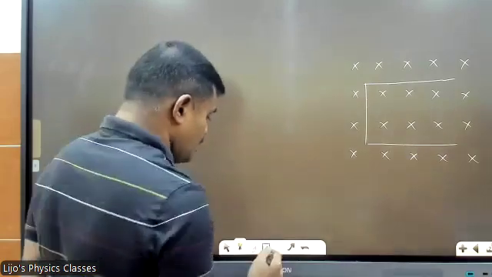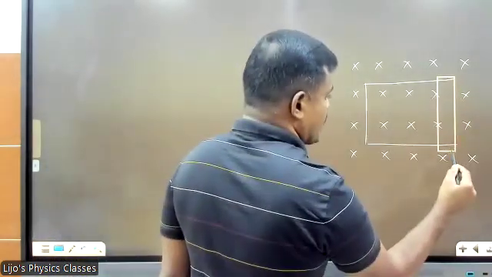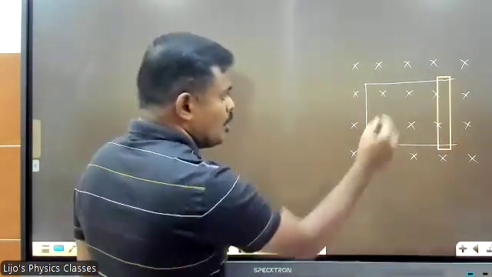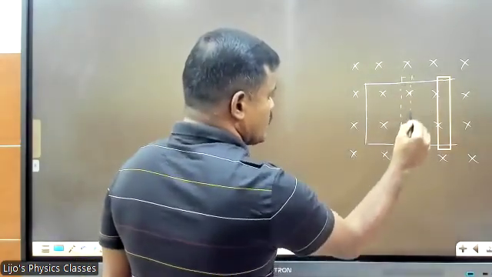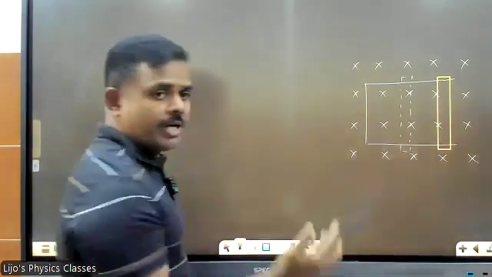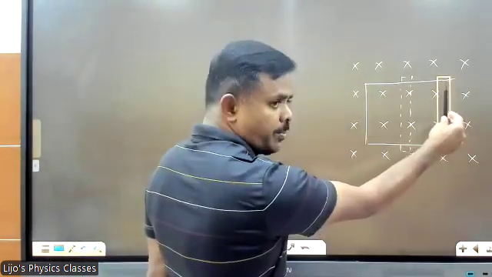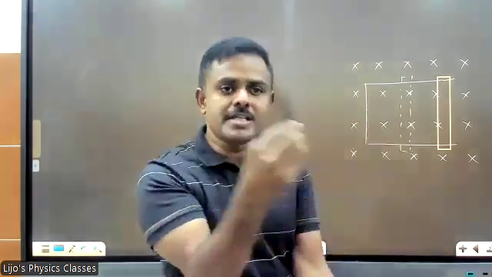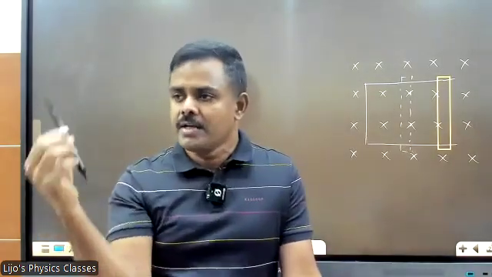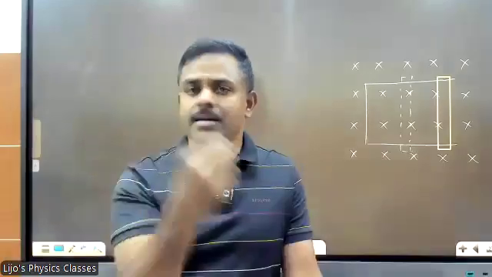Then what? On the rail, you will keep a conductor like this and you will push it to a new location. Look at that. So basically, this is what you do. You put a conductor on the rails, then you push it to a new location. Got it? The conductor is moved inside a magnetic field.